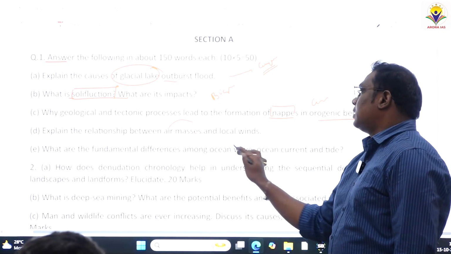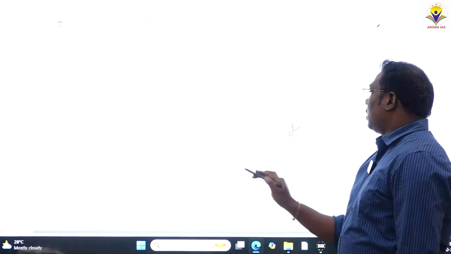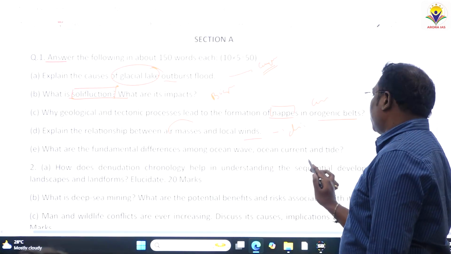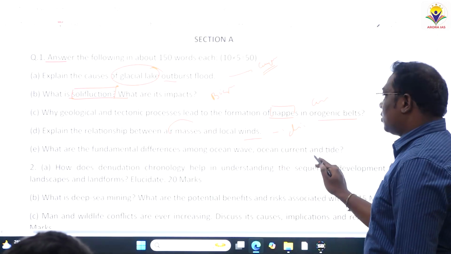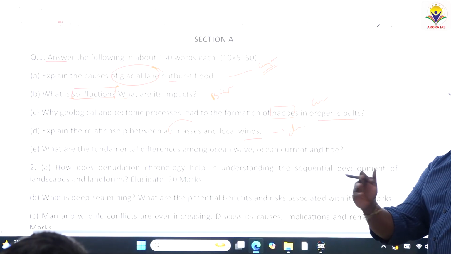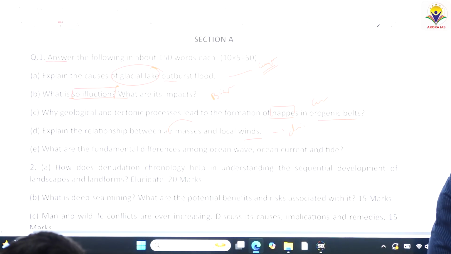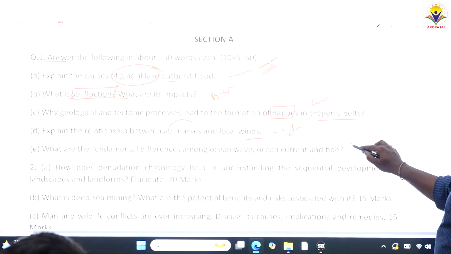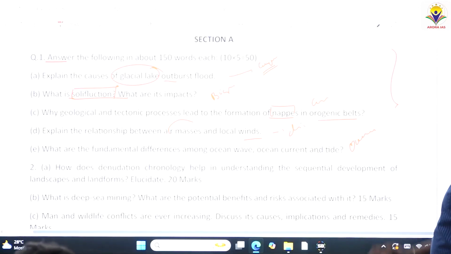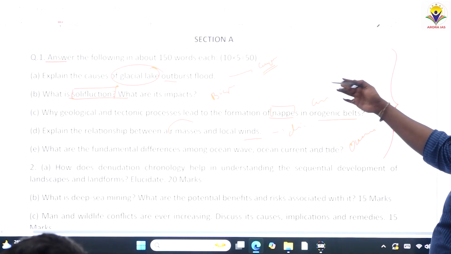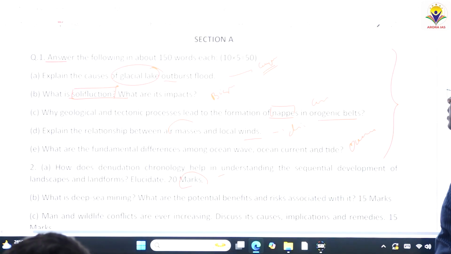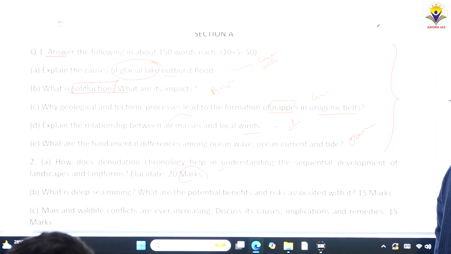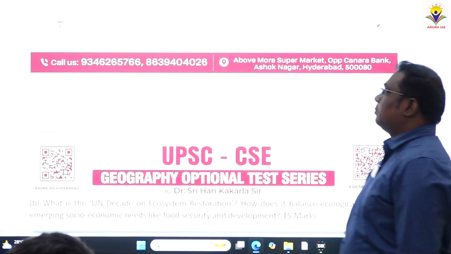Explain the relation between air masses and local winds. This is climatology. Fundamental differences among ocean waves, currents, tides. These are topics which I have already covered for general studies. Even in your class I have covered these differences between waves, tides and currents. Even in general studies I went up to that level. We will again discuss that. So it is again oceanography. First question does not mean that it will be asked from the first unit. It means that a question can be asked from any unit. And the marks of the question will be mentioned beside that particular question. This is how the question paper is made.